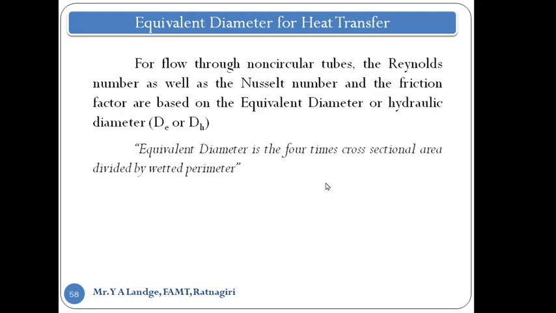Now what is the formula to calculate the hydraulic diameter? The equivalent diameter is 4 times the cross-sectional area divided by the wetted perimeter. It means D equivalent is 4 times the cross-sectional area upon the wetted perimeter. If it is a rectangular duct, we take the cross-sectional area of the rectangular duct, and we take the wetted perimeter. Why wetted perimeter? Whether the space is fully occupied or half occupied, accordingly we choose.